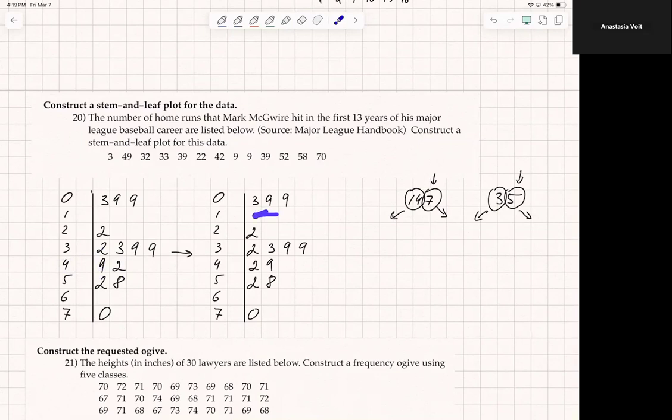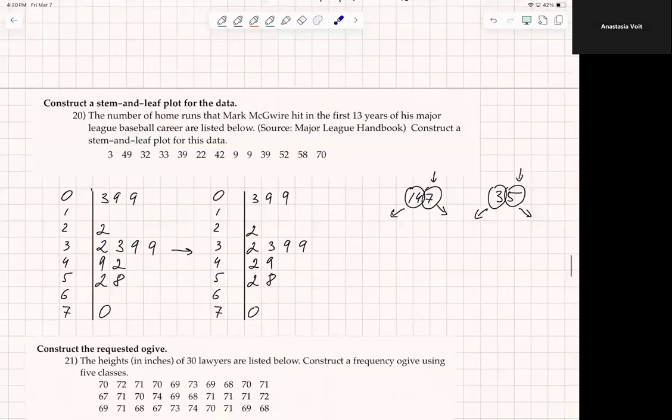It is okay if we have nothing here, okay? We don't put zeros here because we don't have the value of 10 or 60, right? These are just empty and keep them empty, but don't forget to put them in your stem and leaf plot, okay? Don't just skip them. And that is it for this question.